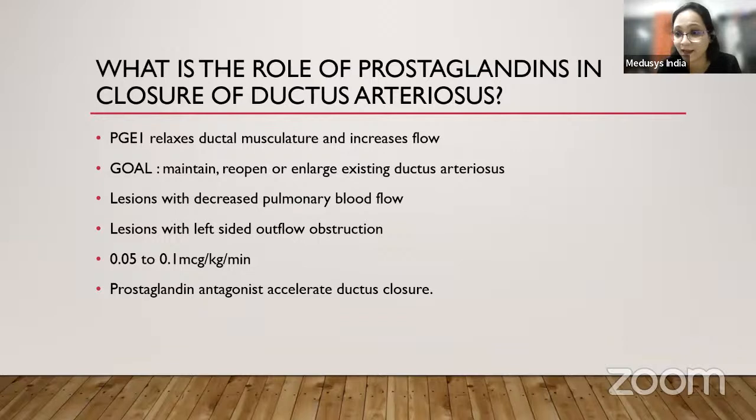What I just want to highlight here is that whenever we want to keep the ductus arteriosus patent, we can aim for both sides. We may want left to right or right to left shunting, so that depends on what the pathology is. That is why there are example lesions with decreased pulmonary blood flow or lesions with left-sided outflow obstruction. So both sided. The dose is around 0.05 to 0.1 mcg per kg per minute. It is always given as an infusion.